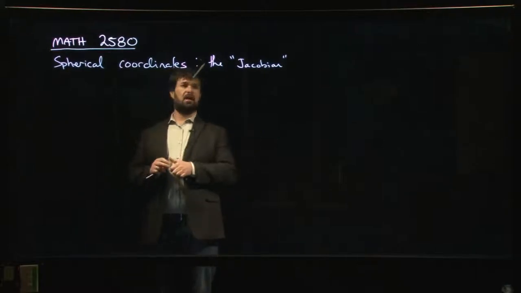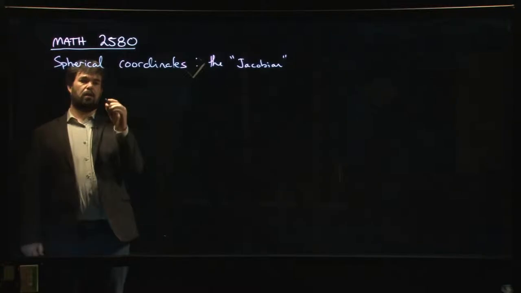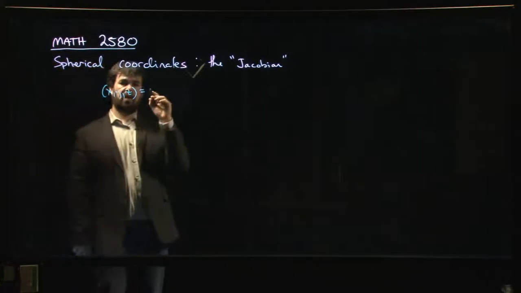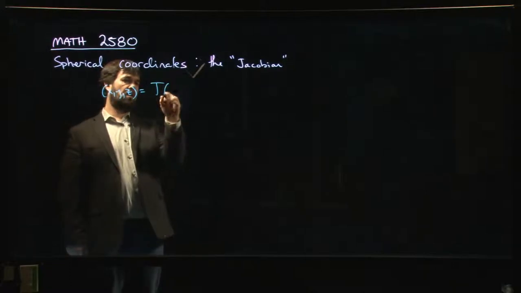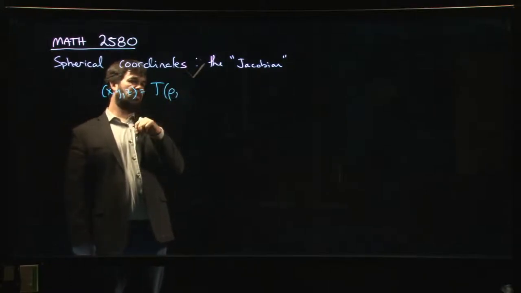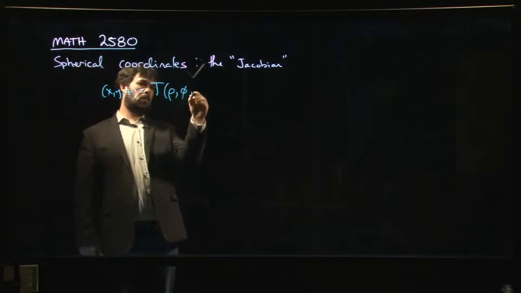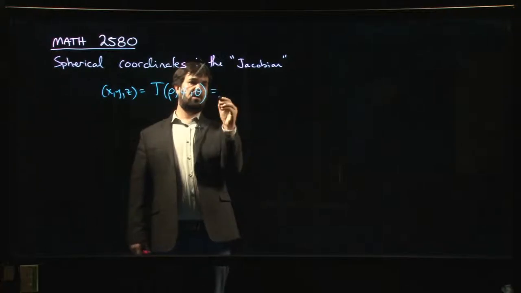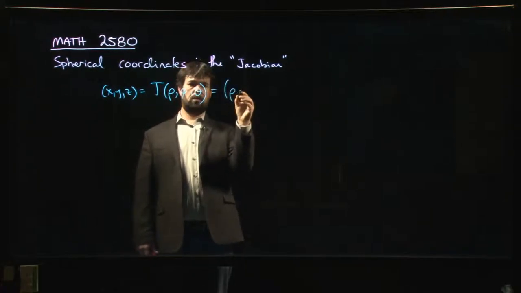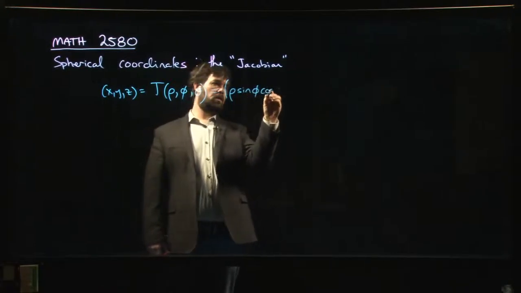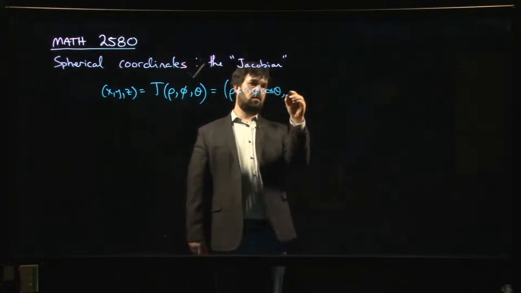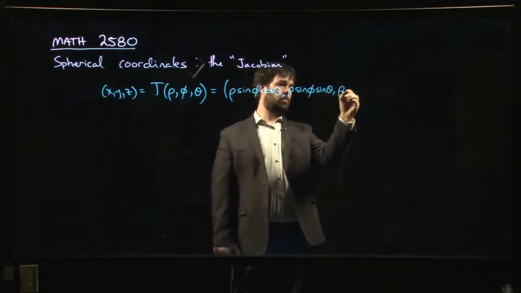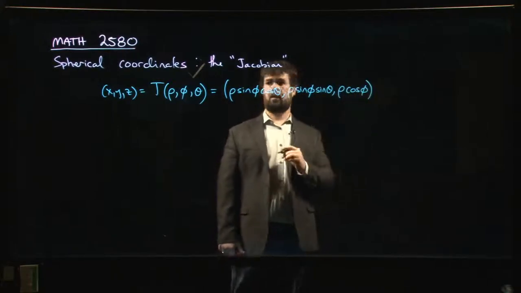So we went through this a little bit in class. We said, well, we can write down this transformation, right? We're defining this spherical coordinate transformation by taking the coordinates x, y, z, the rectangular coordinates, and thinking of them as the result of applying this transformation T, which is defined in R3 with variables rho, phi, theta. And we define this transformation T by the equations rho sine phi cos theta, rho sine phi sine theta, rho cos phi.